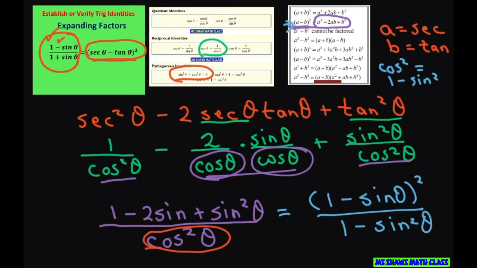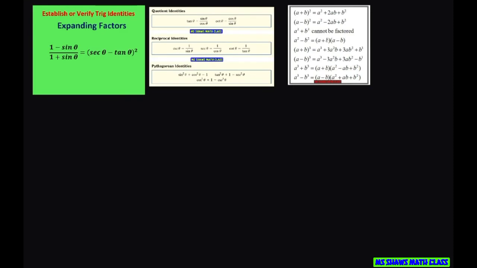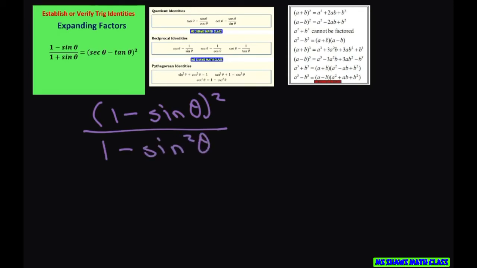All right, now I'm going to duplicate this page. You're not going to notice it, but when I do, this information will still be here, but I'm going to erase. So let's do that. Okay, I duplicated it. So it's going to be 1 minus sine theta squared divided by 1 minus sine squared theta.